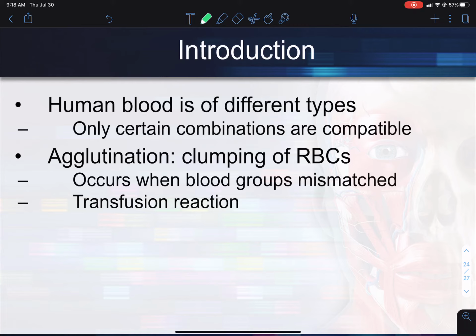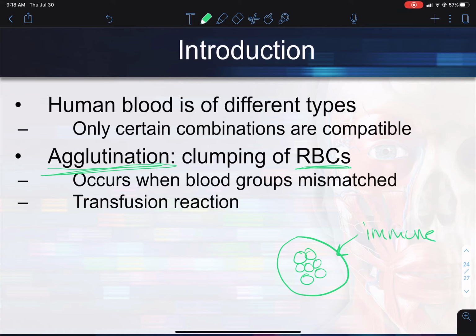Whenever the recipient receives the blood and doesn't respond to it well, they actually try to attack it. What ends up happening is called agglutination. Agglutination is a clumping of red blood cells. The reason the red blood cells get clumped is so that they can form a target for the immune system to come and attack. And then the purpose of having the blood transfusion is useless because now we're attacking the donated blood.